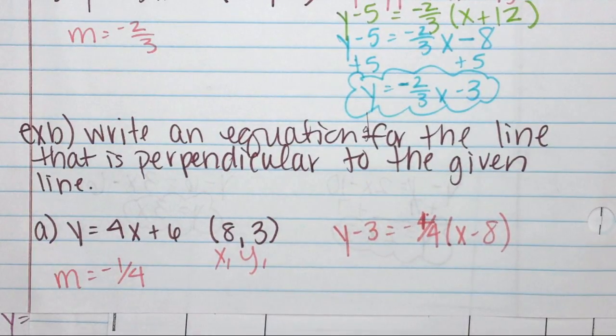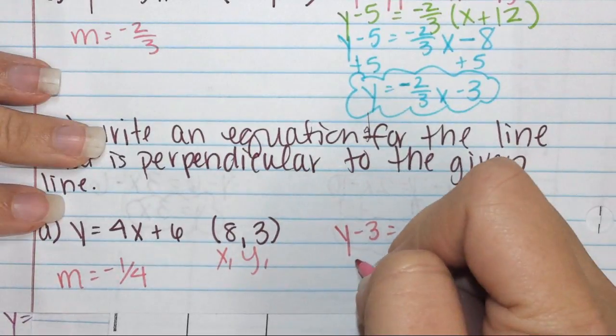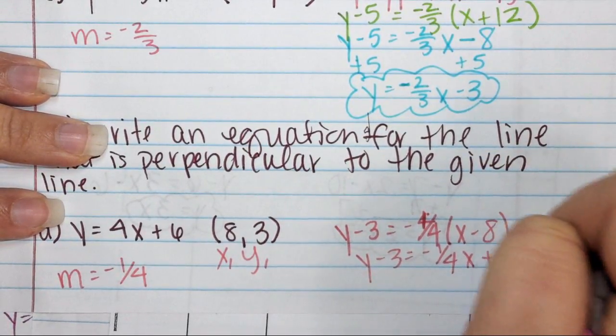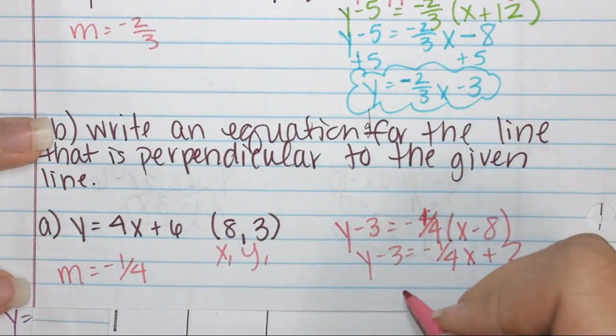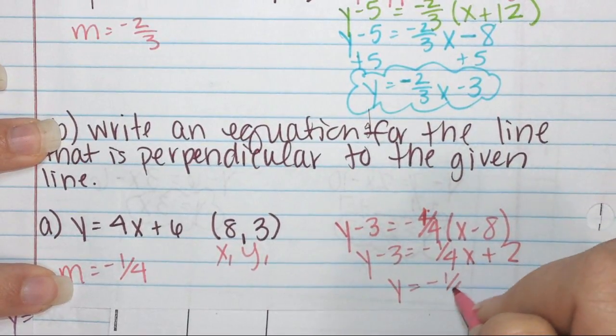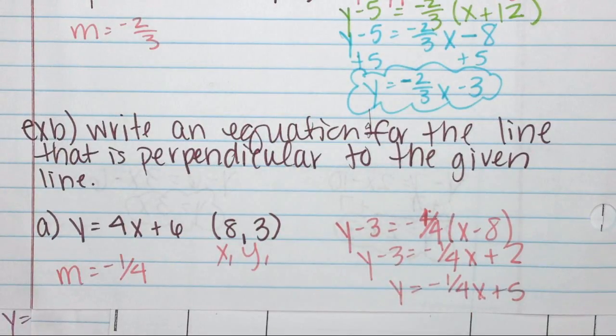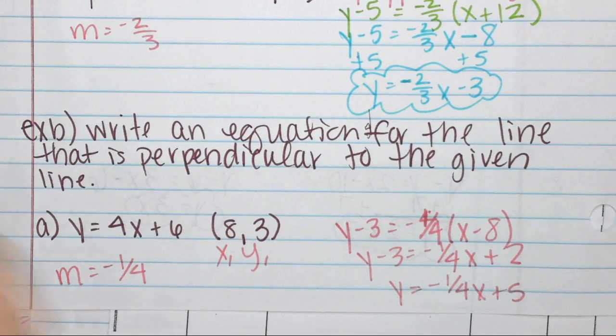All right, y'all get y minus 3 equals negative 1/4 times x minus 8. Yes. When you distributed, did you get y minus 3 equals negative 1/4 x plus 2? Yeah. And then when you add 3, you get y equals negative 1/4 x plus 5? Yes. Did the whole class get it right? Fantastic. Start on your homework. Great. Yay.